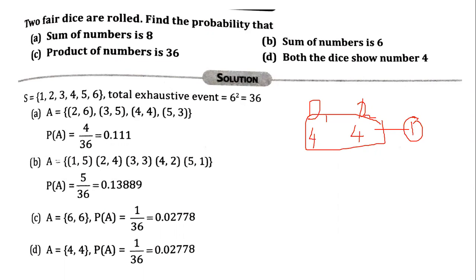I can expect only one favorable event out of a total of 36 exhaustive events, where both the dice are 4. So the probability again will become 1 by 36, which is 0.02778. Understood? Any doubts in this problem? Any part of it you want me to repeat again?